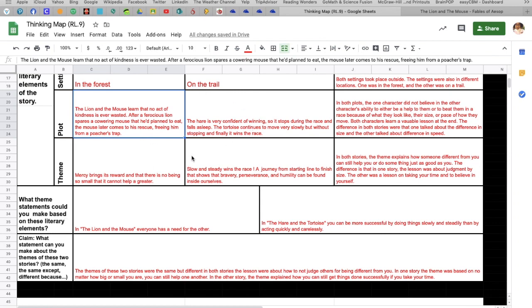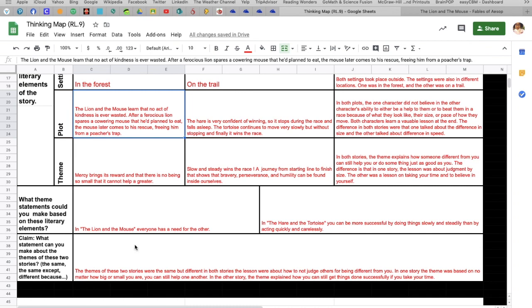So based off of what we have learned about the characters, the setting, the plot, and the theme, what statements can we say that they're trying to tell us? So that is what you're going to put in these 2 boxes. In this last box, it says claim. What statement can you make about the themes of these 2 stories? By either saying, are they the same? Are they the same except? Or are they different because?